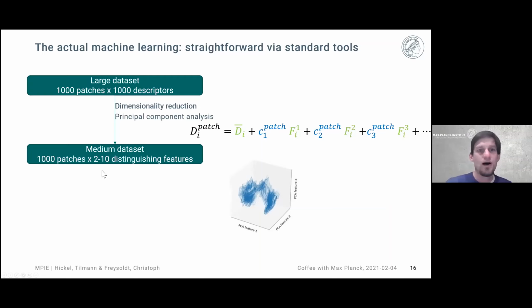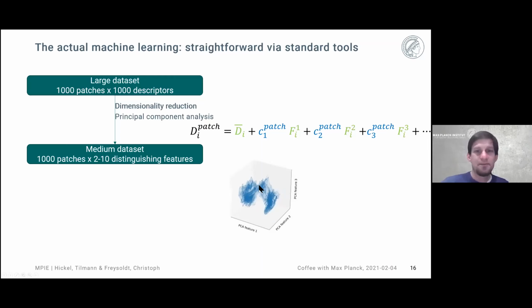Now, this ends you up with a medium data set. You still have 1,000 patches, but only 2 to maybe 10 distinguishing features. And you can actually measure how good your features represent the original data, and then see that typically 99% of the entire data variation comes from on the order of 5 to 10 features. And then if you have this low dimensional space, you can actually look at the data. So here each spot basically corresponds to one patch in the most important feature spaces. Here it is 3, so we can still plot it.